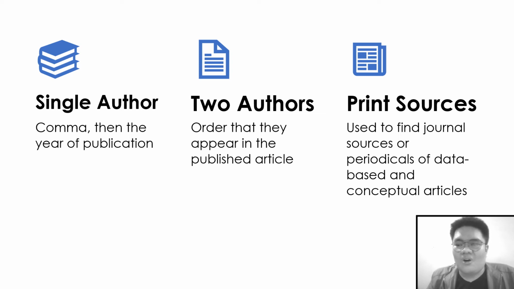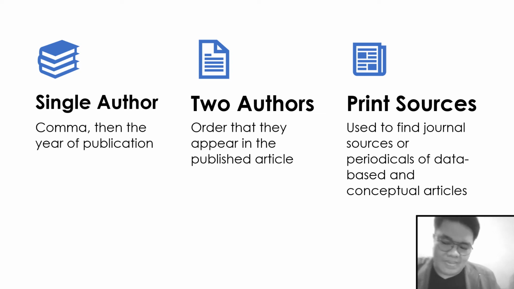With two authors, you need to follow the order in which they appear in the published article. It is not a rule that it should be alphabetical, nor reverse alphabetical. It should be based on how they appear on the article. Usually, in a published article, the first name that appears is the primary author, and the second name that appears is the secondary author.